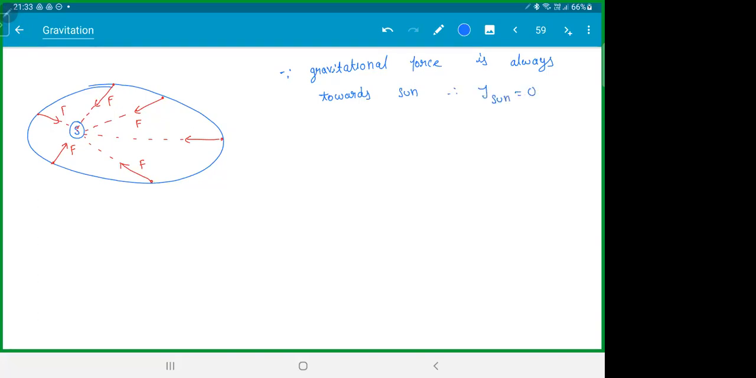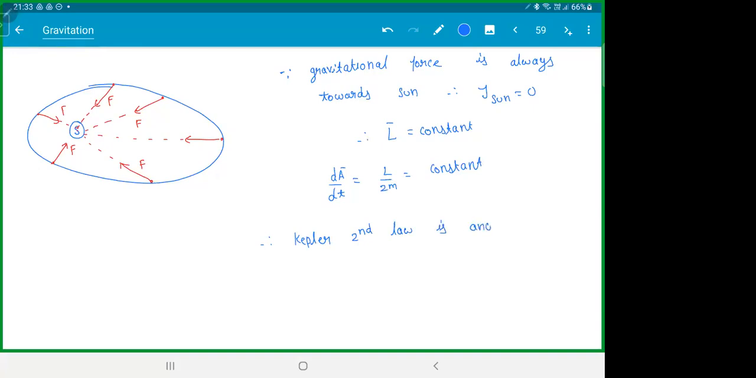Idiots. So torque about sun is 0. Therefore, angular momentum about sun is constant. And remember, we got the aerial velocity, dA by dt, which is nothing but L by 2m. This is also constant. Since L is constant, this is also constant. Therefore, Kepler's second law is another form of conservation of angular momentum.